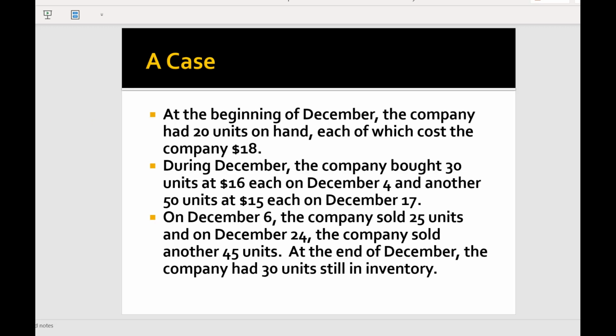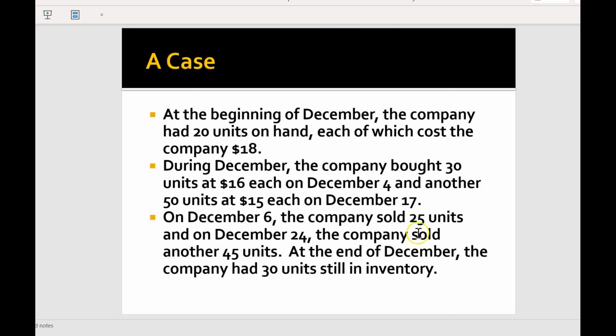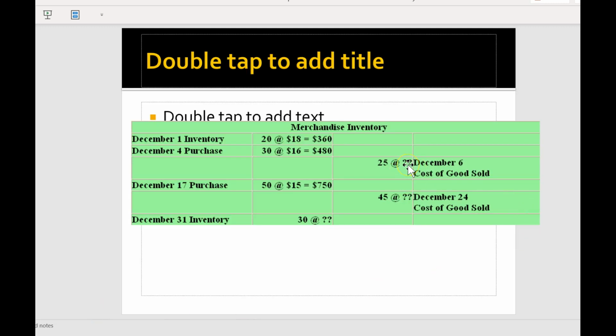Okay, you can see that they sold the units. We don't care about how much they sold the unit for because we are calculating the cost. So if in a question you saw they sold the units, say sold the 25 units on December the 6th for say $50 each, some of my students would use $50 here. Please do not, because that's the sales price. This is the cost of goods sold we are talking about. It is unrelated to how much the company is selling those inventories for.